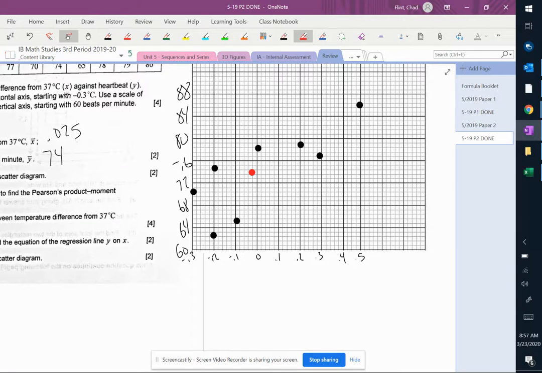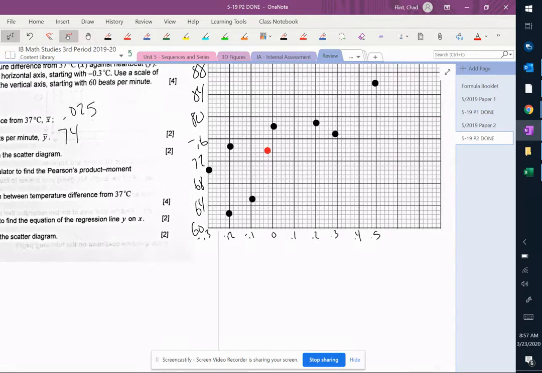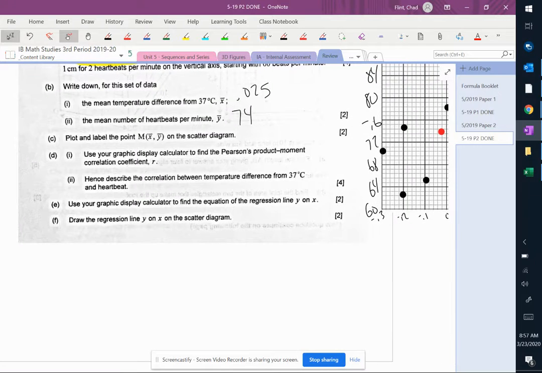And remember that the line of best fit has to go through that point. So when we draw our line of best fit on there, it has to go through that point. So the next thing says find the Pearson's product moment correlation coefficient.